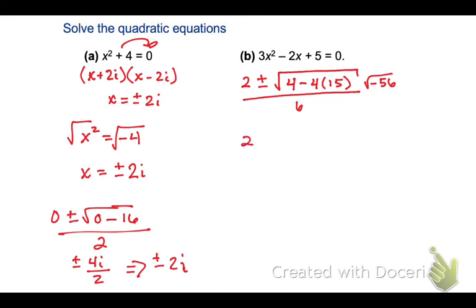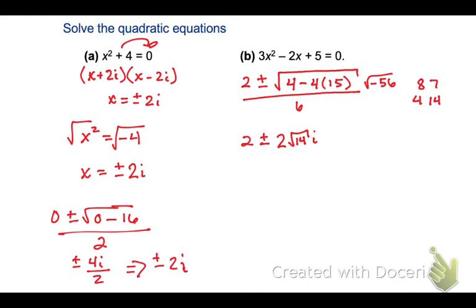So I have 2 plus or minus. Well, 56 is what times what? 8 and 7, or 4 and 14? Why did I change from 8 and 7 to 4 and 14? Because 4 is a perfect square, right? I kicked a 2 out of 8. So that would be 2, the square root of 14, i.